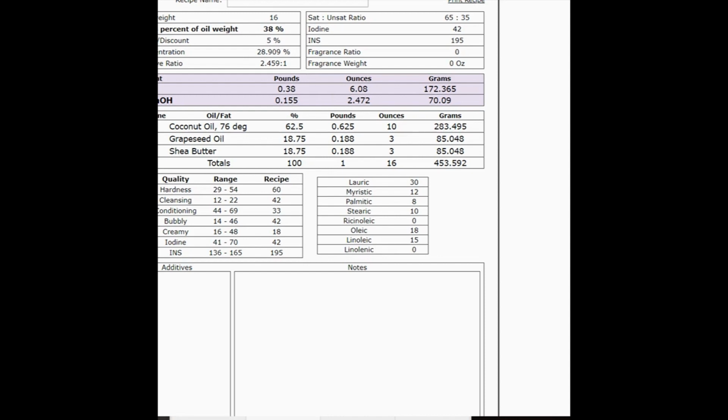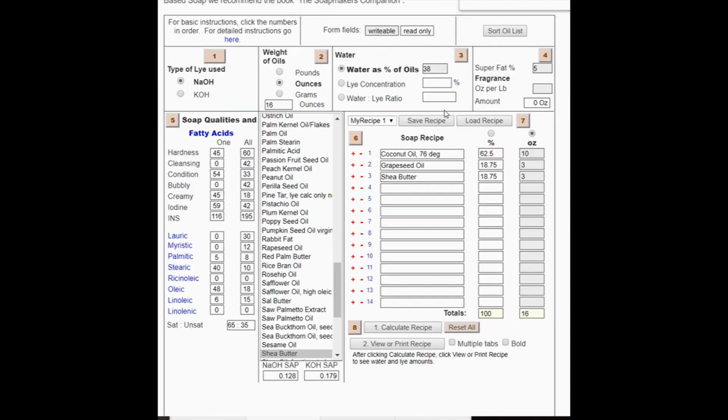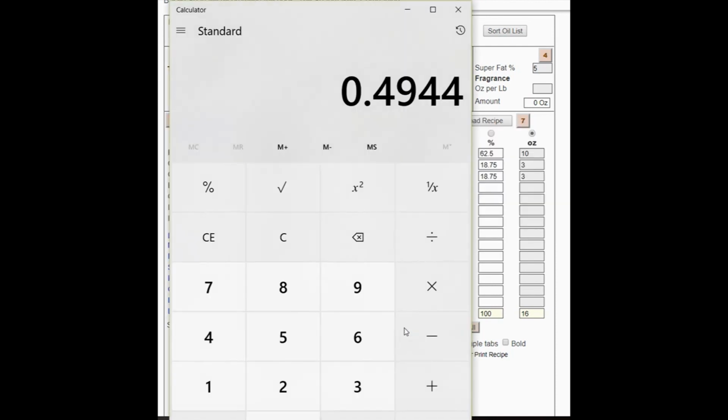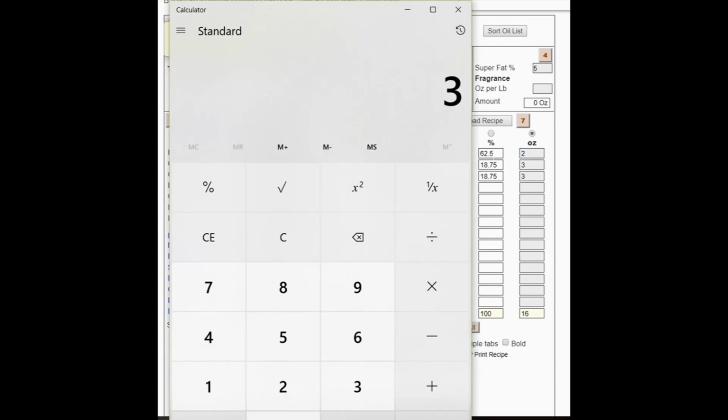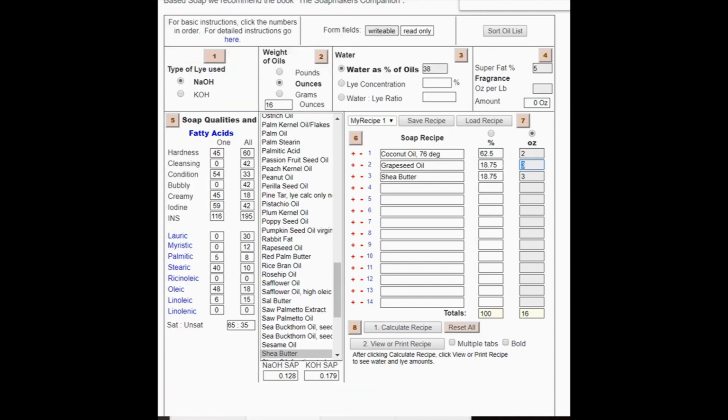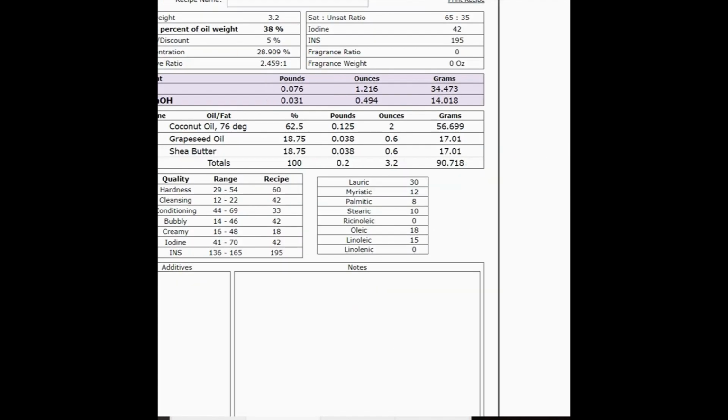So we're going to go back and do the same thing we did before, to double check. Let's do 10 times 0.2. We know that's 2 ounces. We're going to do 3 times 0.2, 0.6. We're going to calculate and we're going to view it. There we go, the 0.5.